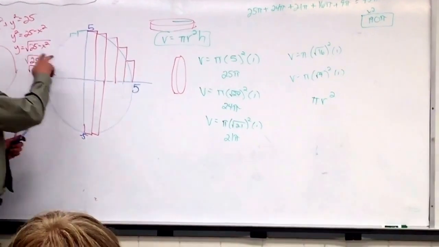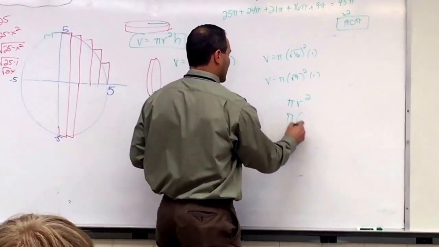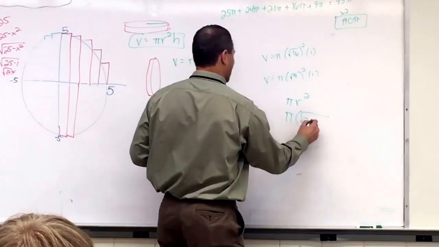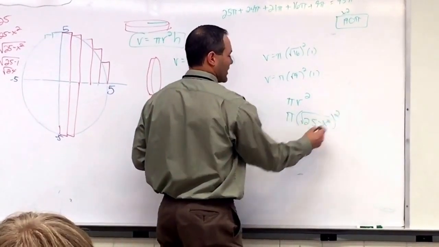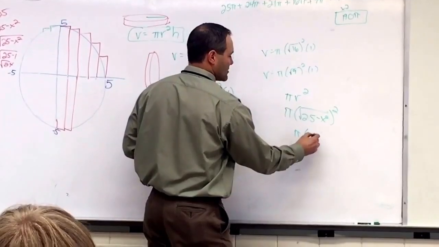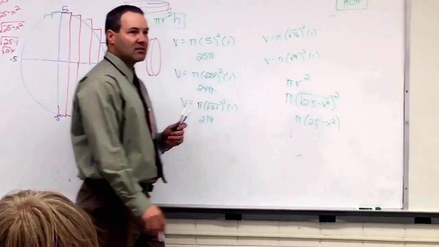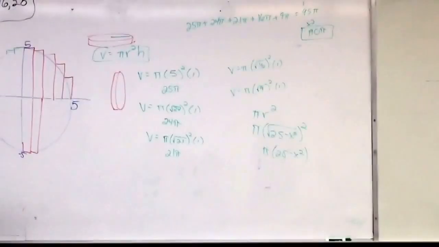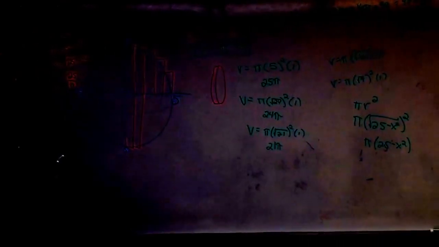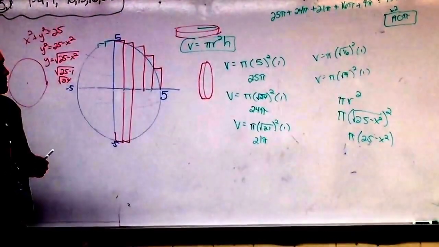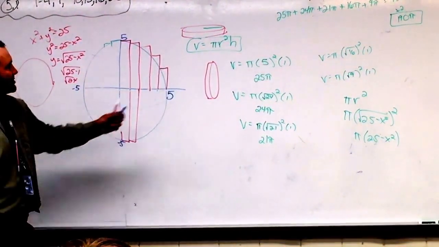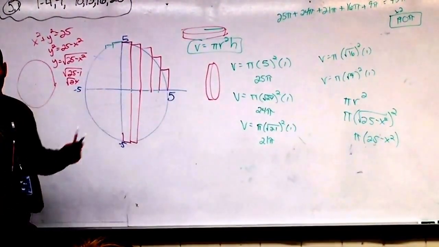That's my radius. So my equation is pi times the square root of 25 minus x squared, or it's just pi times 25 minus x squared. So type that in for the equation. We can go negative 5 to 5, or we can go 0 to 5 and double it. Might as well go negative 5 to 5. And then 10 subintervals, right, if you go from negative 5 to 5.